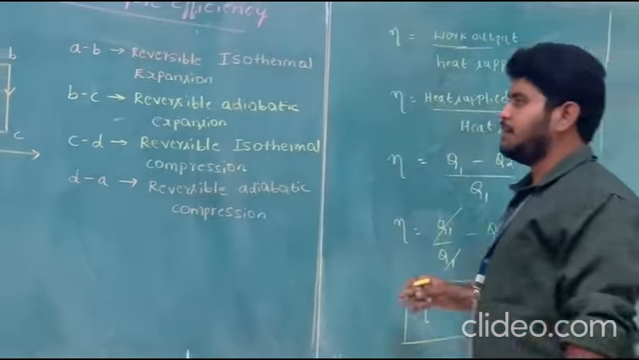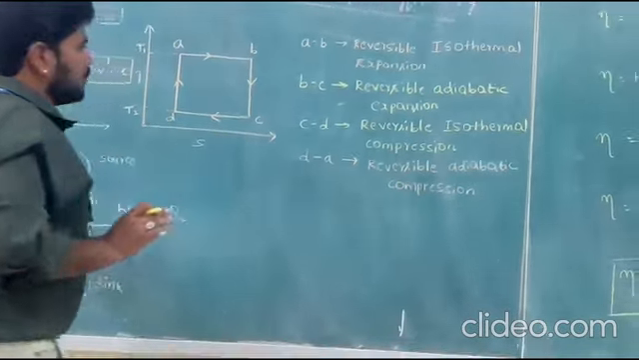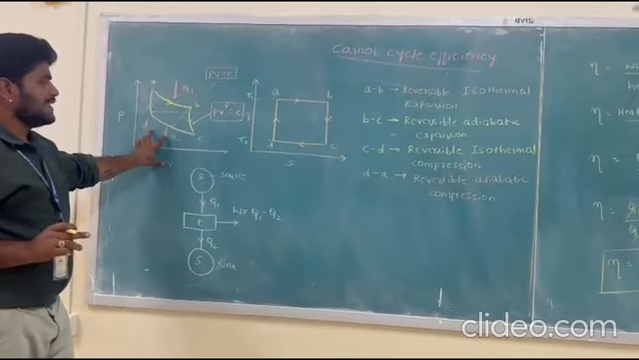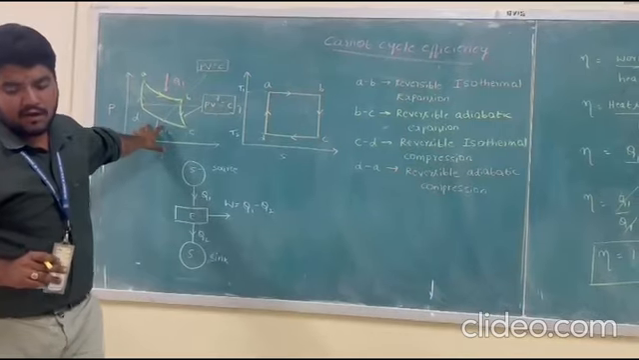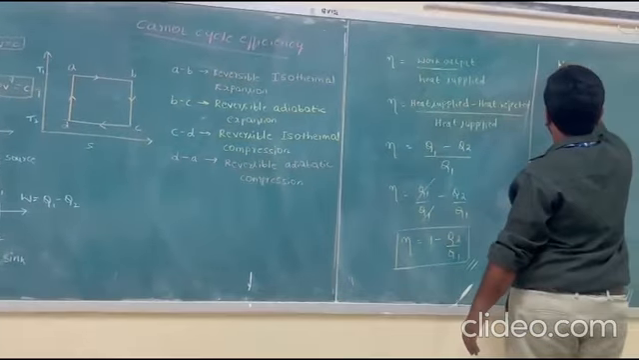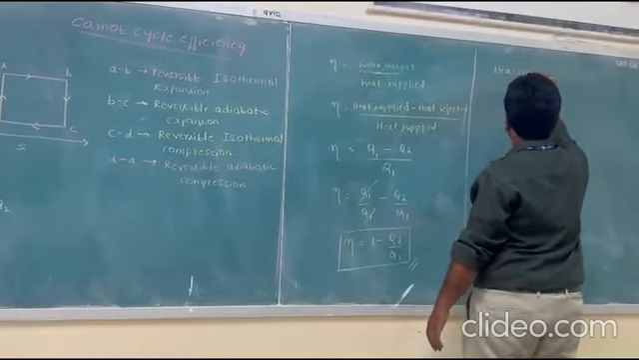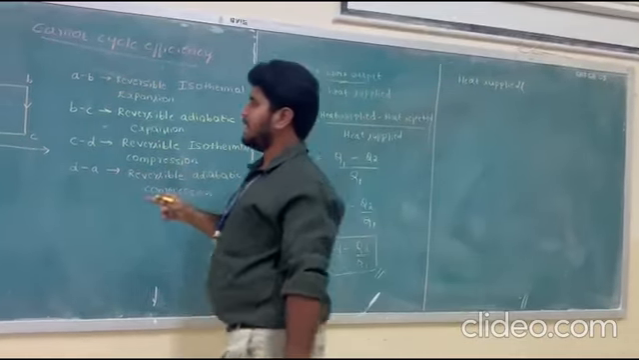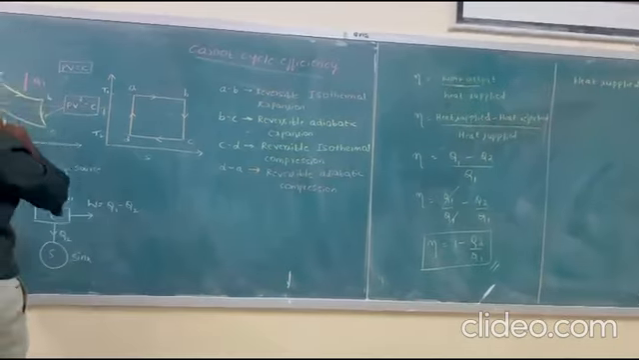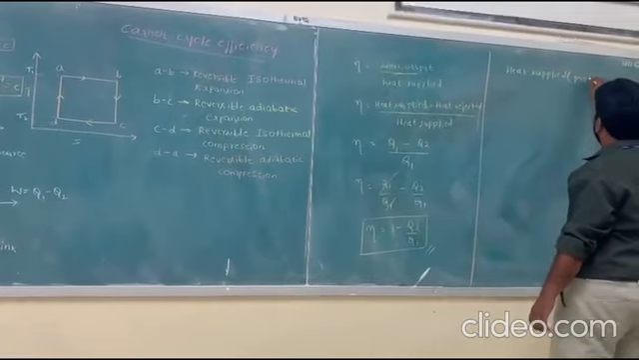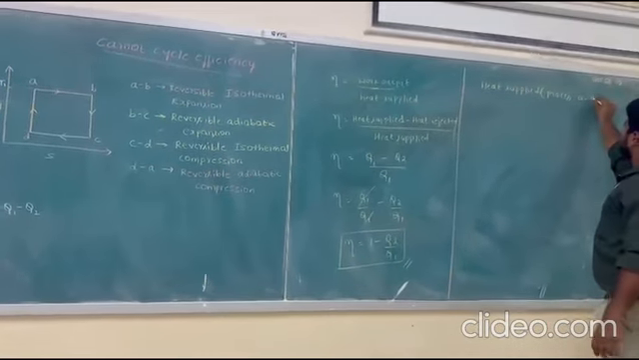Next, we will go to the different processes. We can see that the A to B process is the heat addition process, and C to D is the heat rejection process. So we will take the formula for this one. Heat supplied, we can see from the PV diagram, is from the process A to B. So process A to B is the heat supply.